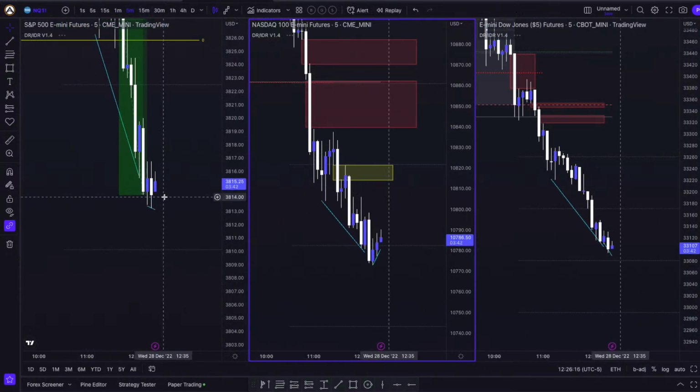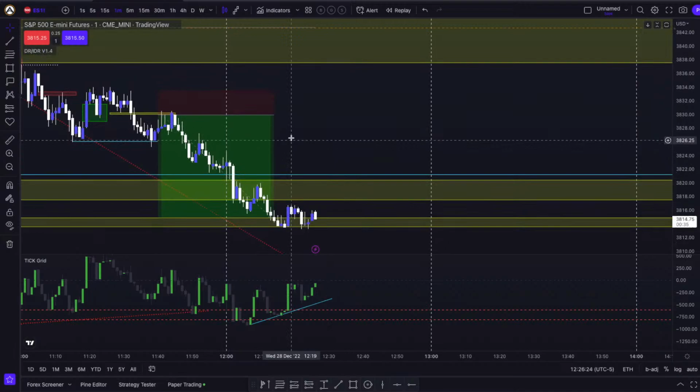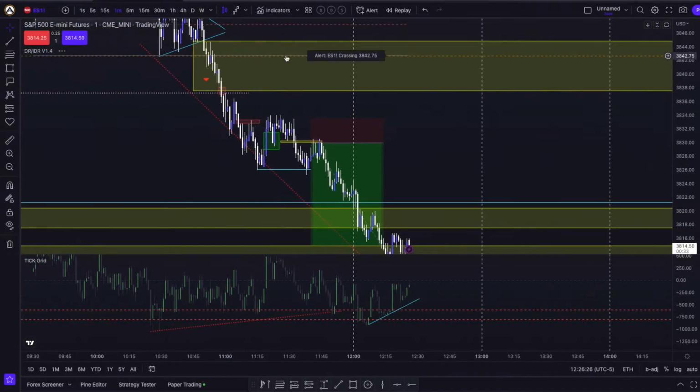But we will see if this is actually going to be the fair value gap we bounce off from and maybe pull back towards our DR low, or maybe into some of the fair value gaps that are on the way to the downside. We will see.